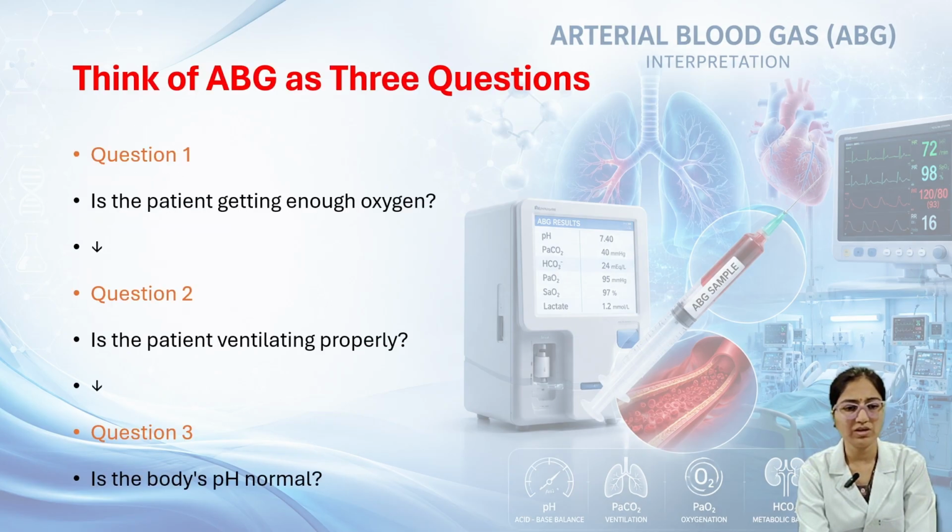Here we need to think of ABG as three questions. Question 1 is very important, you need to understand. Is the patient getting enough oxygen? And then next question, is the patient ventilating properly? And then last question, is the body's pH normal? We'll see.